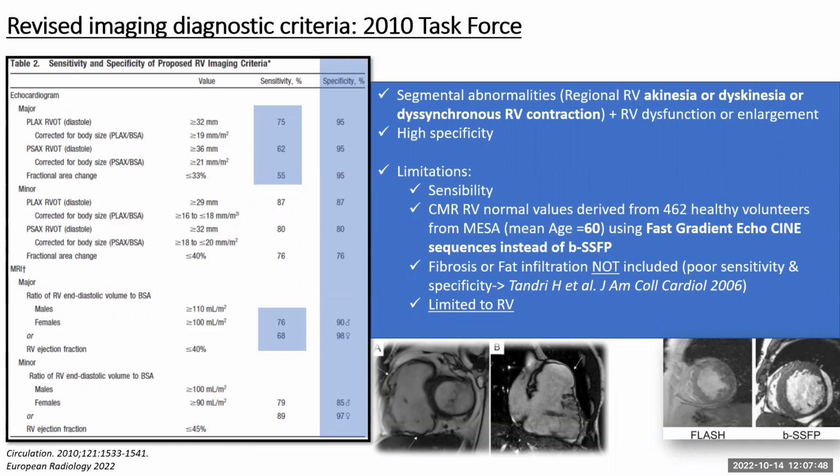Third, these criteria did not include the presence of LGE or fat infiltration by CMR assessment that were considered suboptimal for the RV wall with the image quality of the moment. And finally, and the most obvious one, is that these criteria are limited only to the right ventricle.